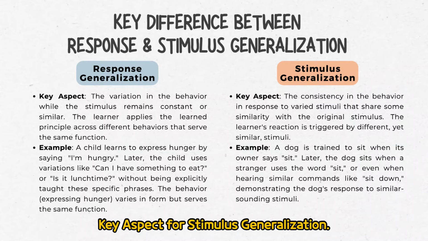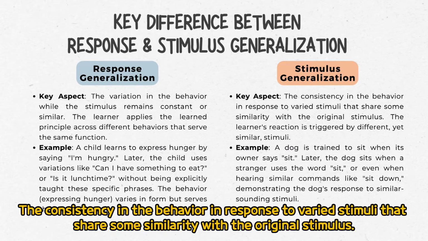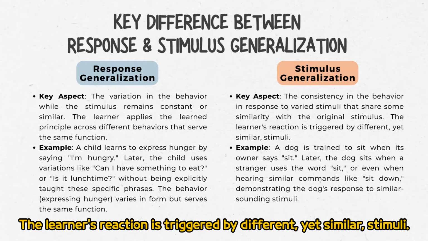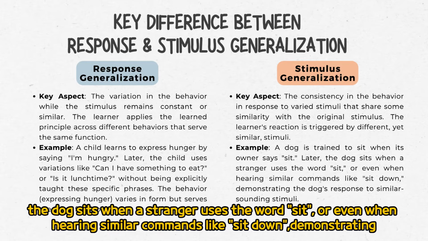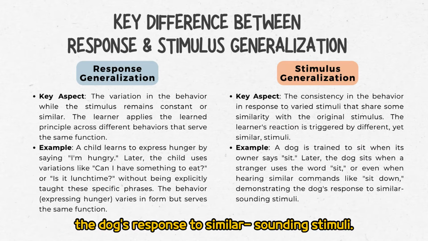Key aspect for stimulus generalization: the consistency in the behavior in response to varied stimuli that share some similarity with the original stimulus. The learner's reaction is triggered by different, yet similar stimuli. Example: a dog is trained to sit when its owner says, "Sit." Later, the dog sits when a stranger uses the word sit, or even when hearing similar commands like, "Sit down," demonstrating the dog's response to similar sounding stimuli.